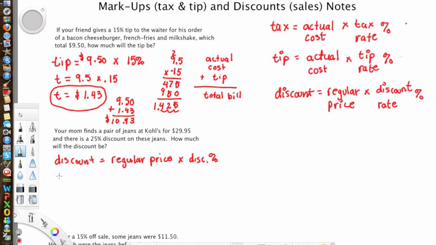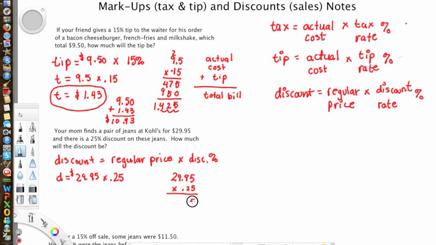Okay, so D is equal to the regular price, which is $29.95 times 25%, which once again I'm just going to write as a decimal. You could write it as a fraction, that's fine. Off here to the side, I take $29.95. I multiply it by 0.25.